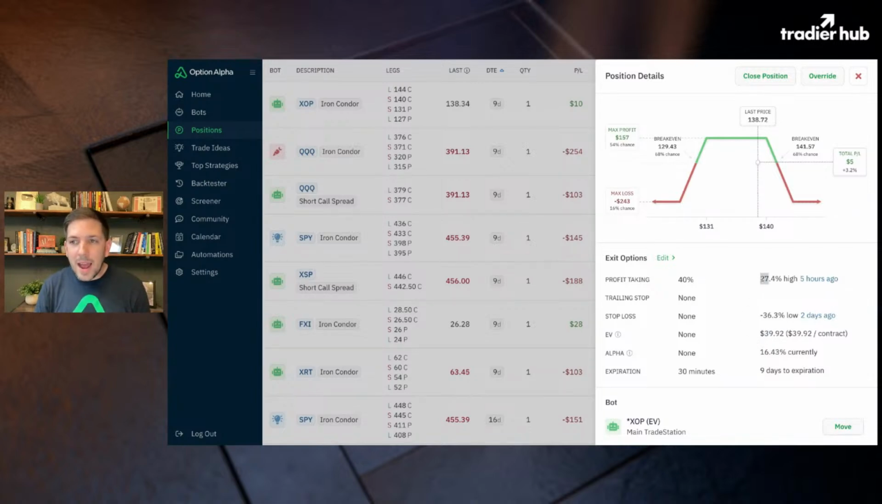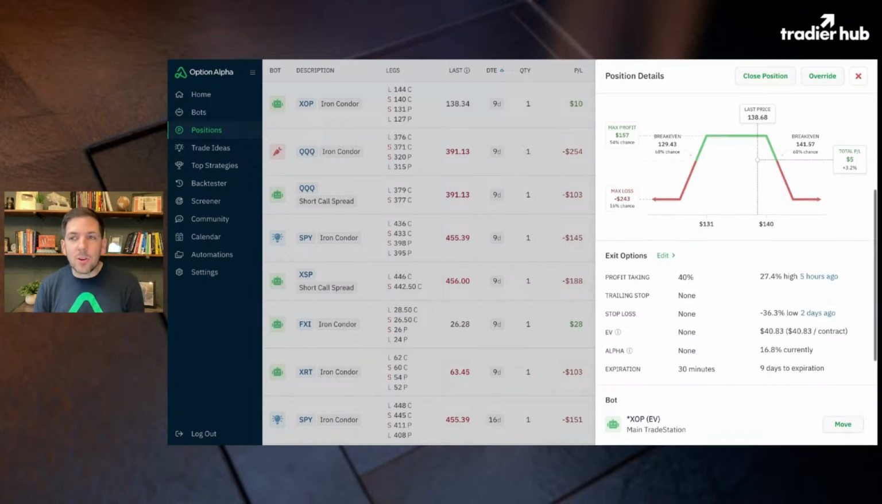We're not quite at our profit-taking level yet, although we got pretty high recently, right? It was up to 27% 5 hours ago, but it still has a 68% chance of staying inside of its break-evens. Now, I know that I entered this trade with probably about a 62, 63% chance of success. So this trade has increased its likelihood that it will be a winner, holding it for the last couple of days. The market's just kind of moved in our favor.